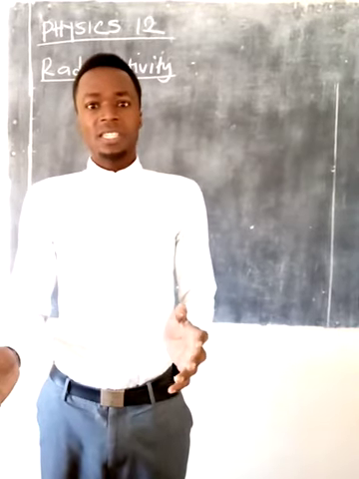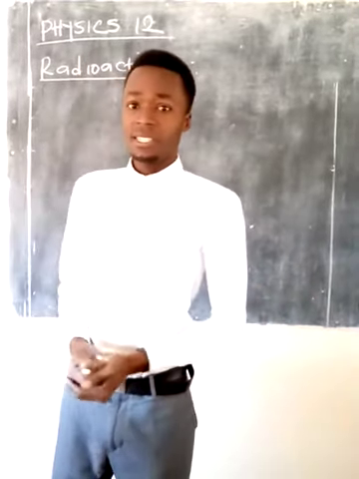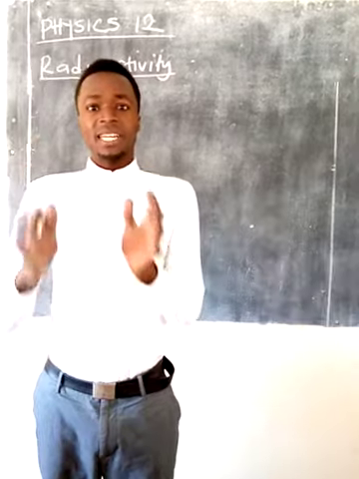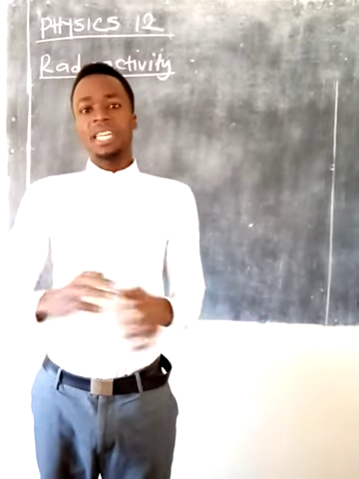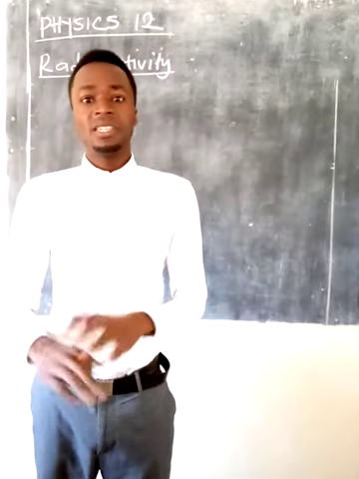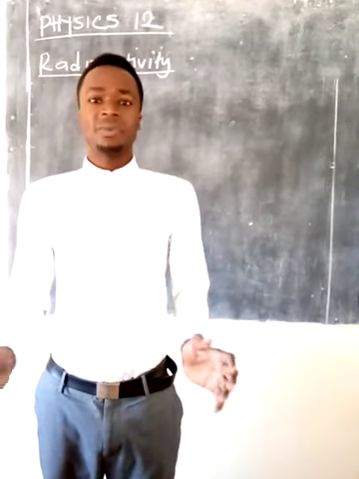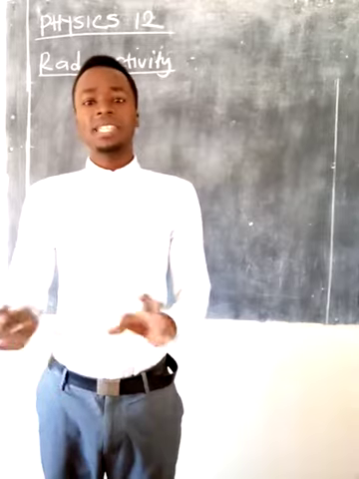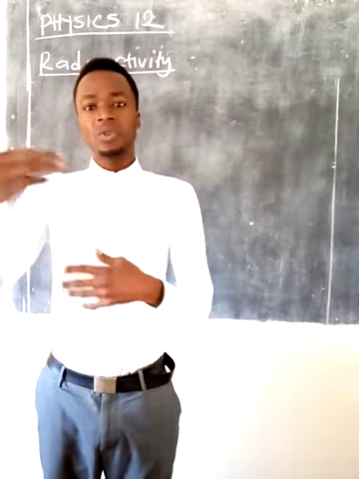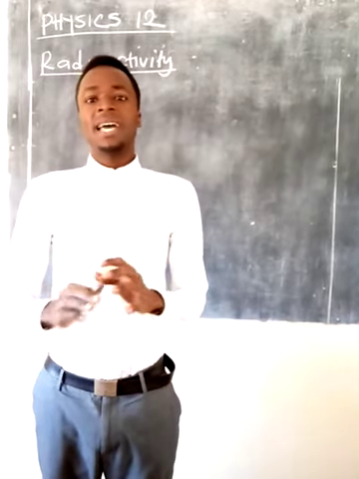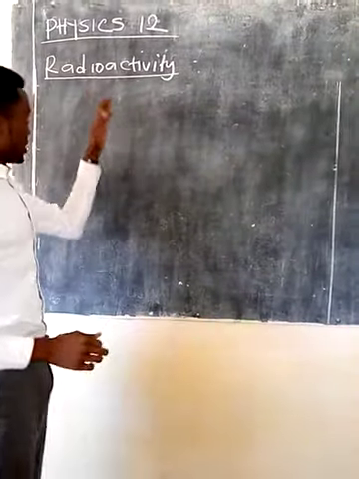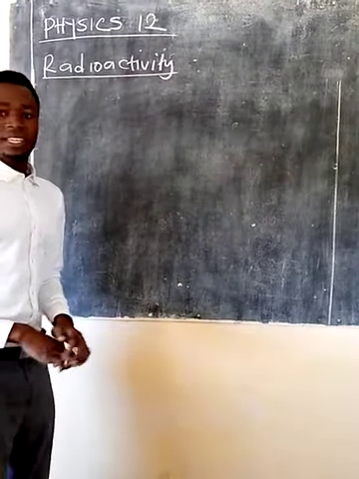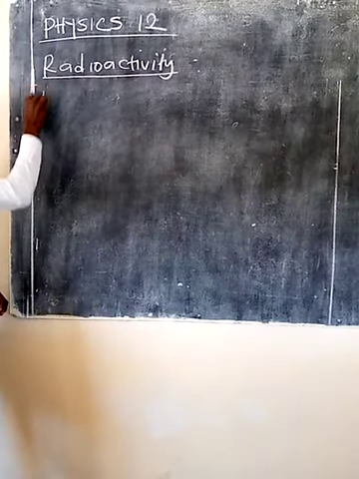To put it in simpler words, we know that stable atoms do not need to decay in order for them to be stable. They are already stable. Now when it comes to unstable atoms, they are supposed to decay so that they can attain stability.